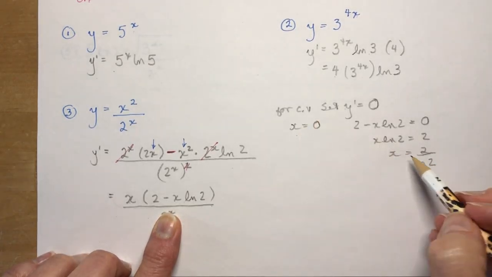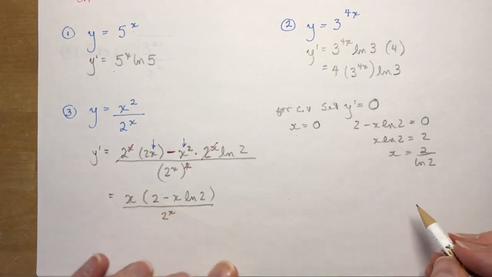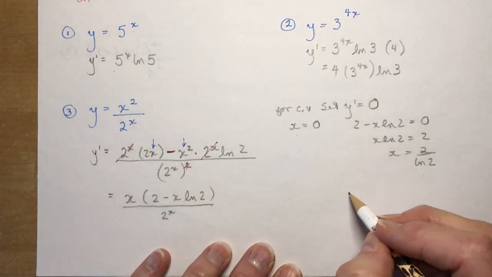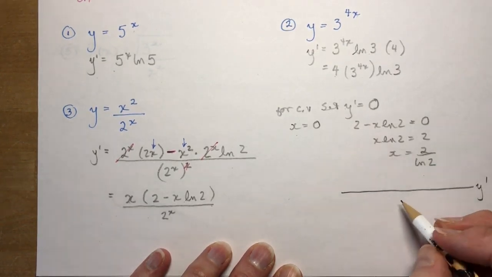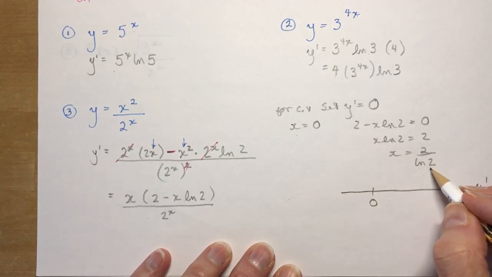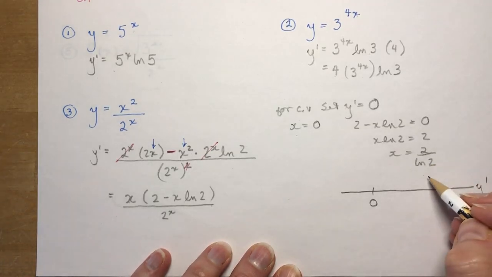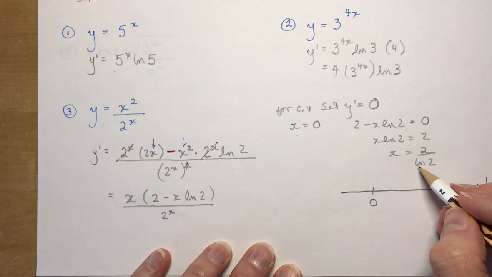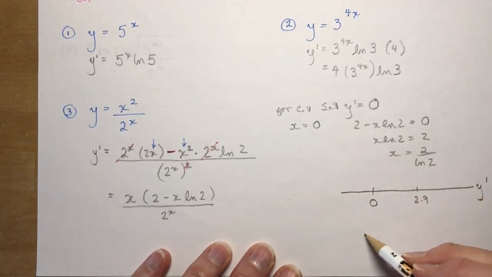Okay, so I have two values for x that make this 0, and I'm going to figure out whether or not they're minimums or maximums using a first derivative test. I call it y prime, and I label the two critical points, 0 and 2 over ln 2. You want to get an understanding of where this is on the number line, so you can do that on your calculator. 2 divided by the ln of 2, remember this is just a constant, and you should get approximately 2.9, which is close enough for me to do.